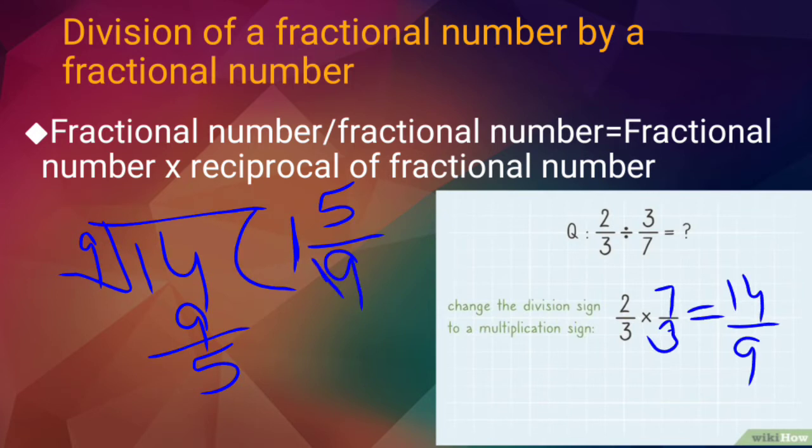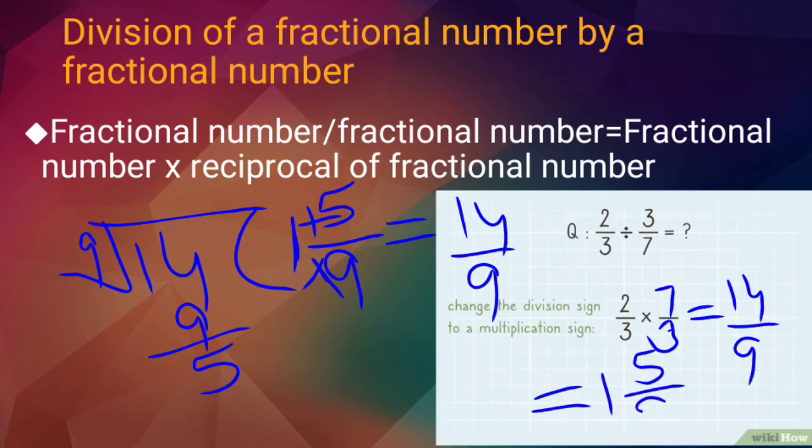9 ones are 9. Here you multiply and here you add the values. 9 ones are 9 and 5 makes 14. So again it becomes 14 upon 9. So what final answer can you write? You can write 1 and 5 upon 9. This is the final answer.